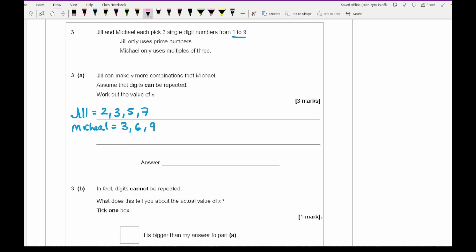So then calculating the total number of combinations, well, that's going to be 4 times 4 times 4, because Jill's got 4 possible numbers to choose from, and it's a 3-digit number that they're picking. For Michael, that's going to be 3 times 3 times 3. So this total for Jill is going to be 64. The total for Michael is going to be 27. So then the difference, which is X, so X equals 64 minus 27, which gives me an answer of 37.